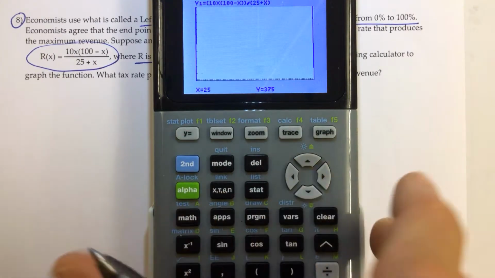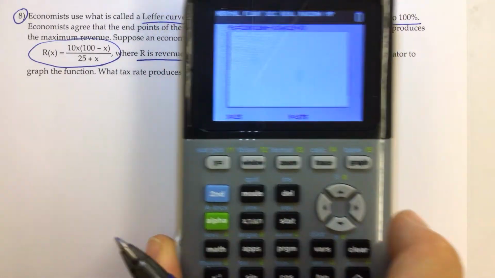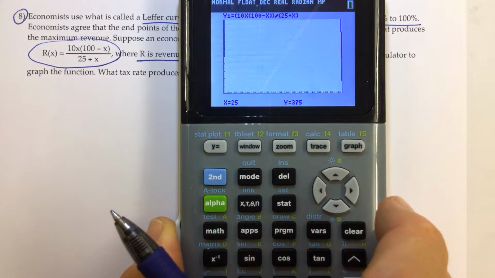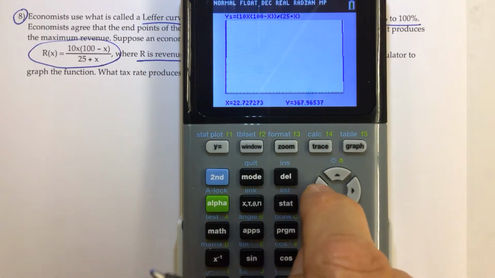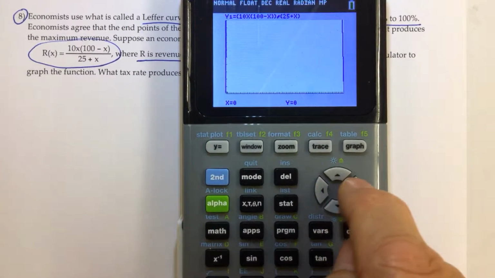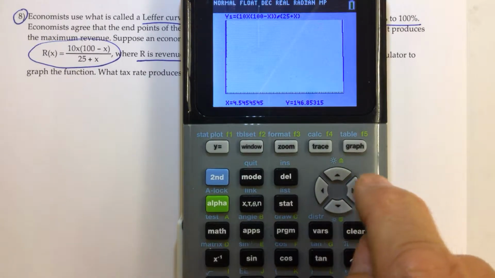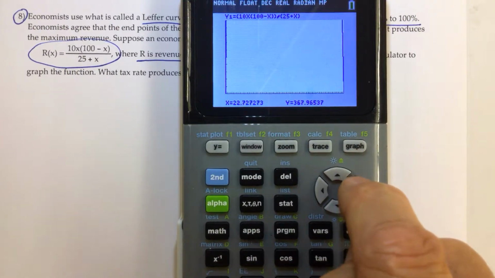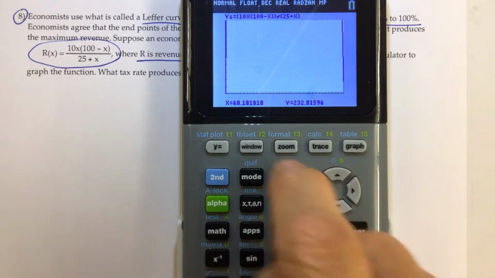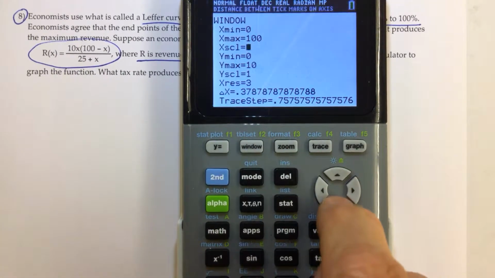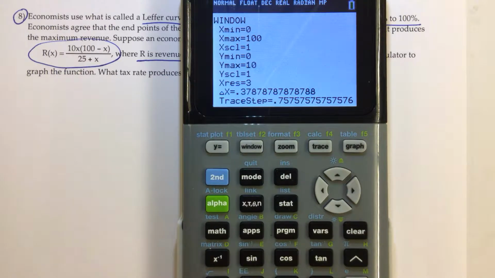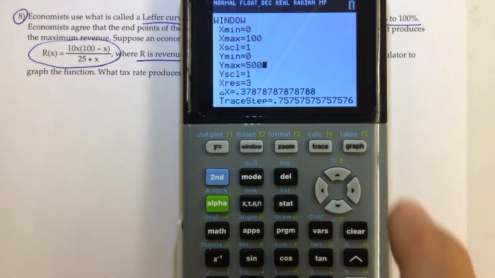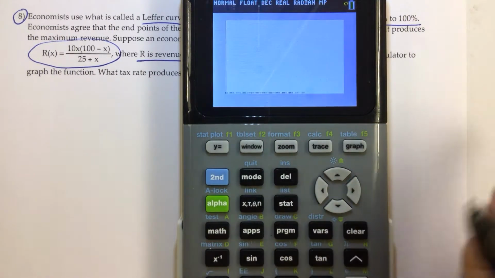There's going to be a tax rate that produces, that's what it says, what tax rate produces the maximum revenue. So I'm seeing that when I'm at 0, I'm at 0 for revenue. But as I move to the right, the Y values get higher, and then they start decreasing after a certain amount of time. So I know that I can adjust my viewing window to include 400. Let's go up to 500 just because I see the high point even better probably.